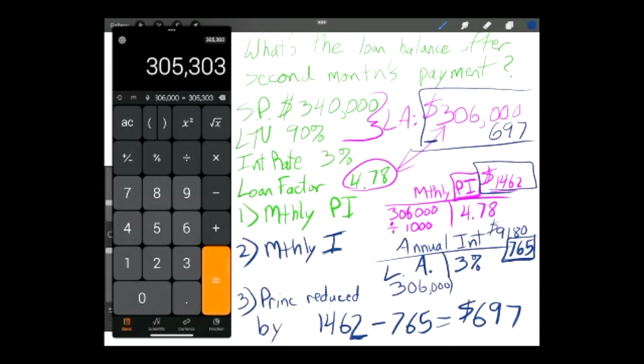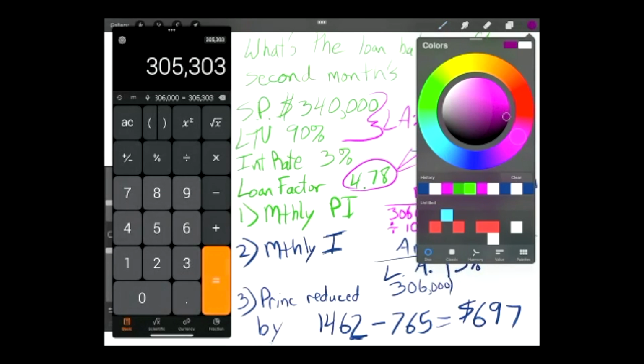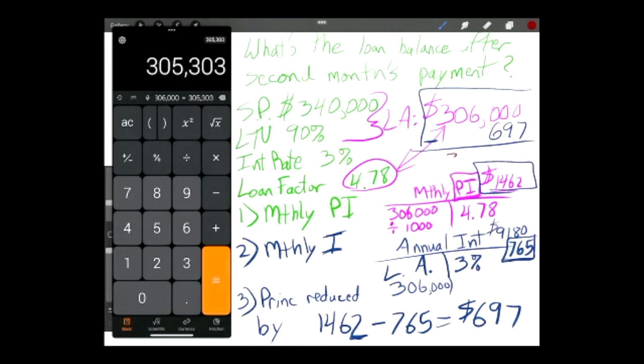And now our new loan amount is 305,303. The loan amount after the first month's payment is $305,303. We're not finished, are we? Because I was a jerk and I said we need to do it after the second month, not just the first. But all we need to do now is the same thing, except with this new loan balance, instead of the 306, we're going to use 305.